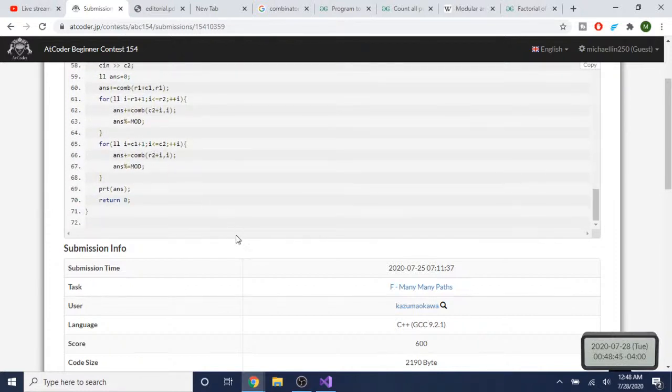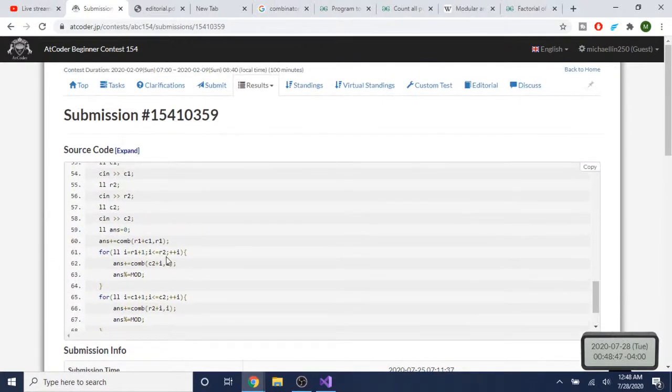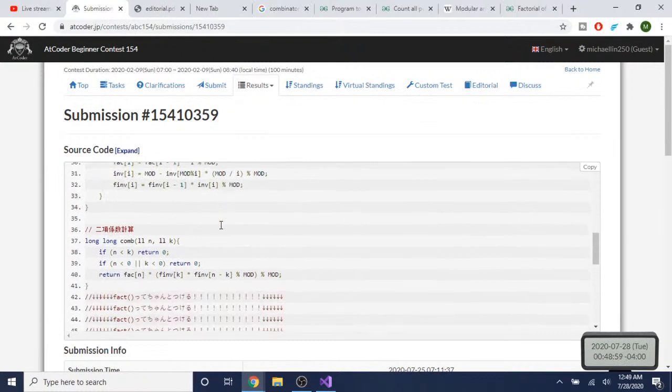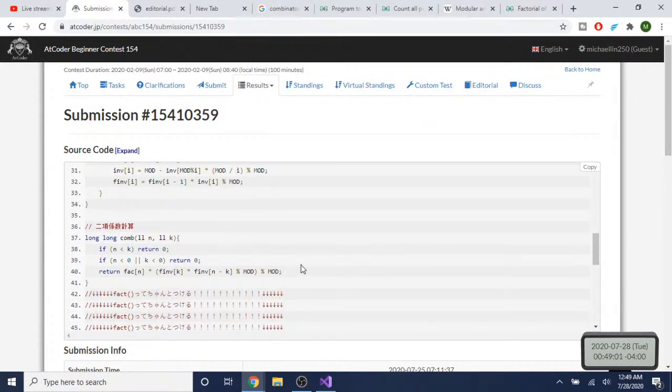Okay, add the combinations of C1 plus C1 to C1. Okay, yeah. Then add the combinations at mod by M. Okay, so how do you do combinations? He had a factorial inverse of K.